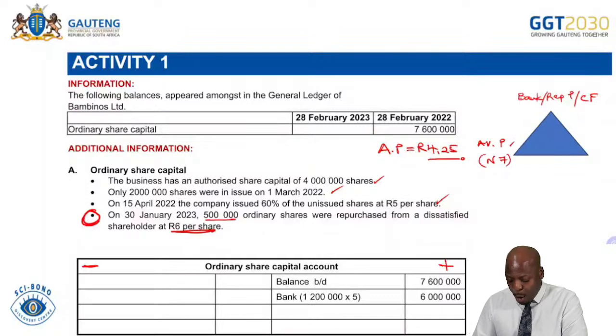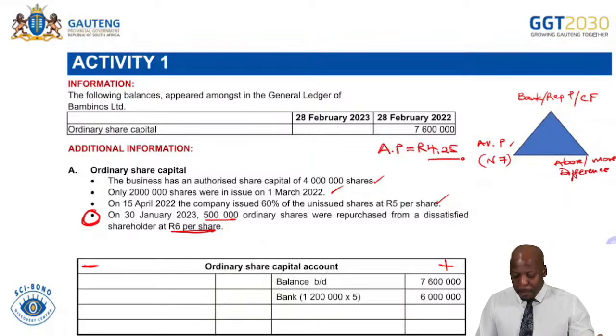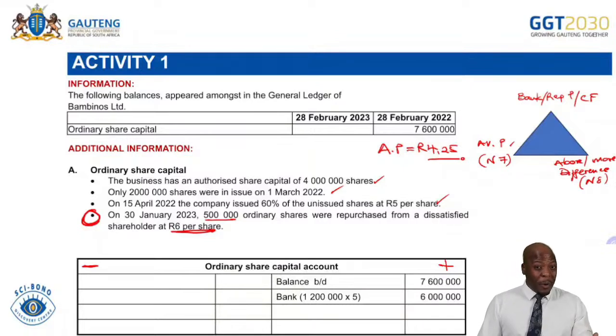Then the right side of the triangle, others call it the above, others call it the more, others call it the difference. These are all names that can be used: above, more, or the difference. Others also call it the note 8 amount. Okay, so we're going to see what to record.